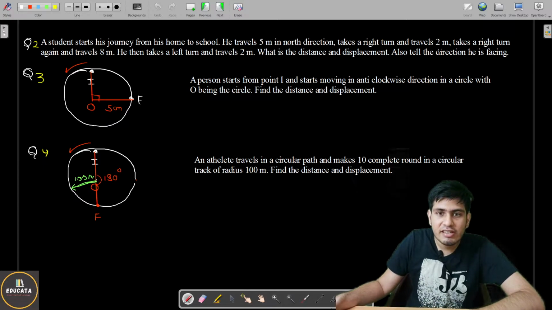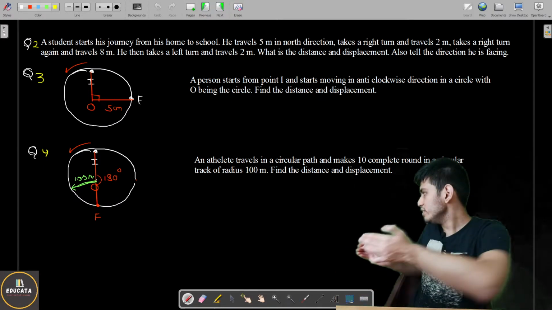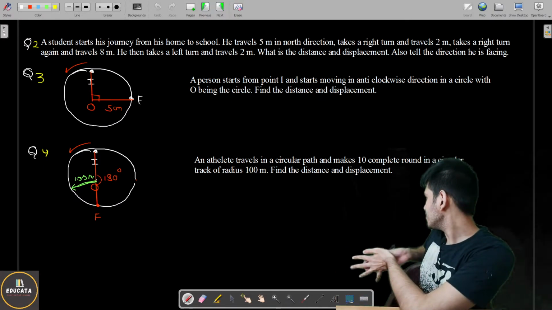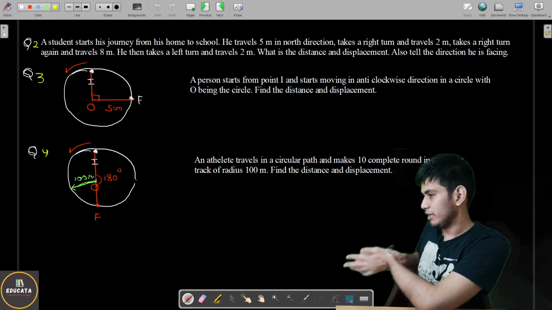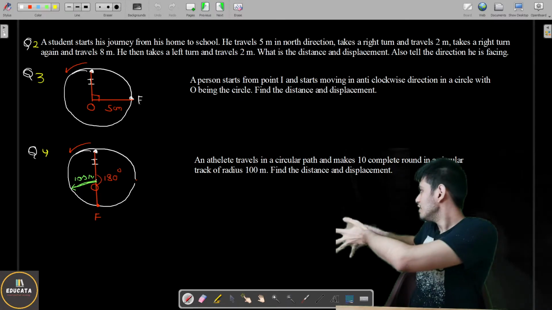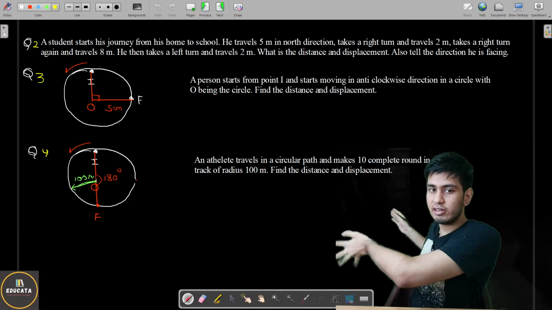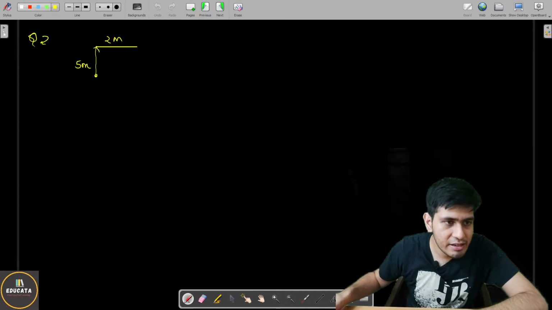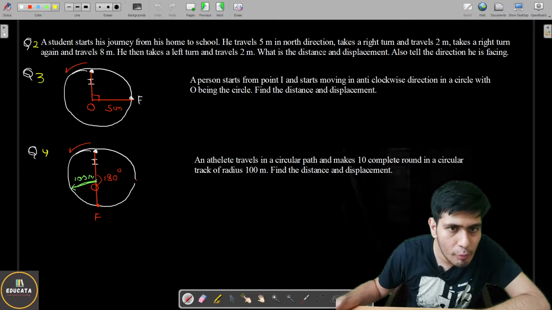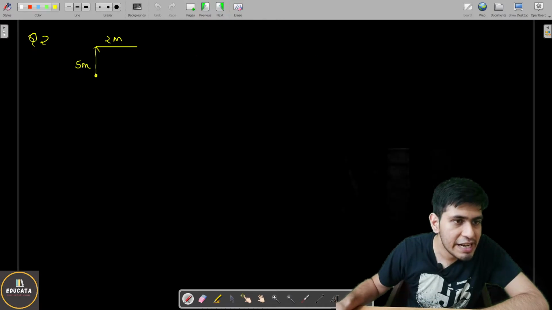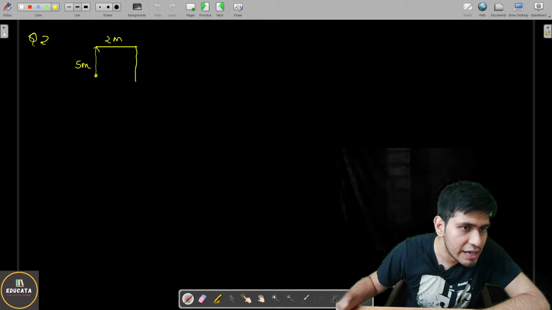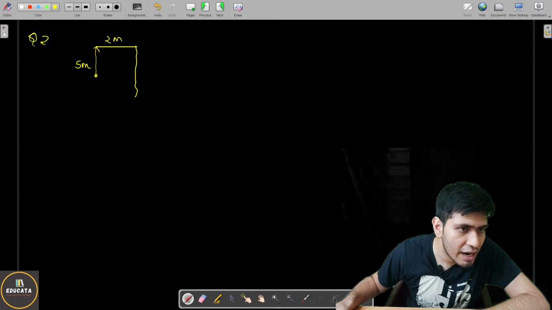Now after this, he takes a right turn again. Now he is standing something like this. He is facing over here, then the right turn becomes this particular place. So we can simply mark it that he will be traveling how many meters? 8 meters. He will travel 8 meters, so he will reach this particular point.